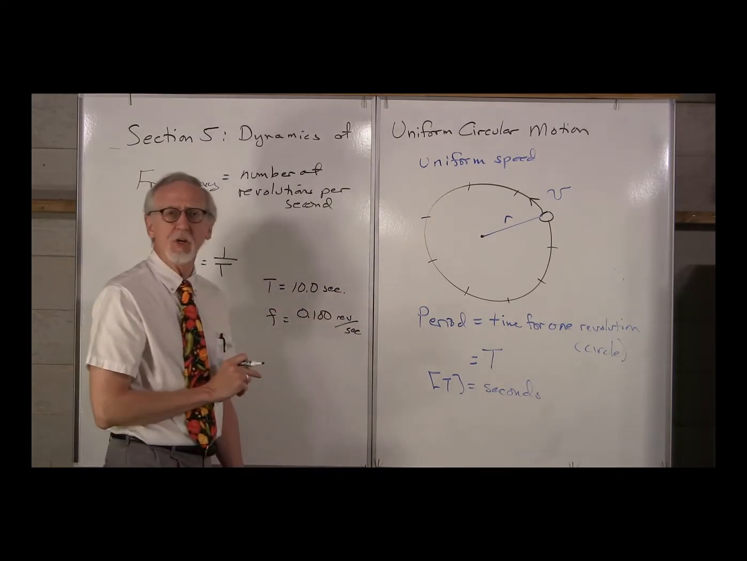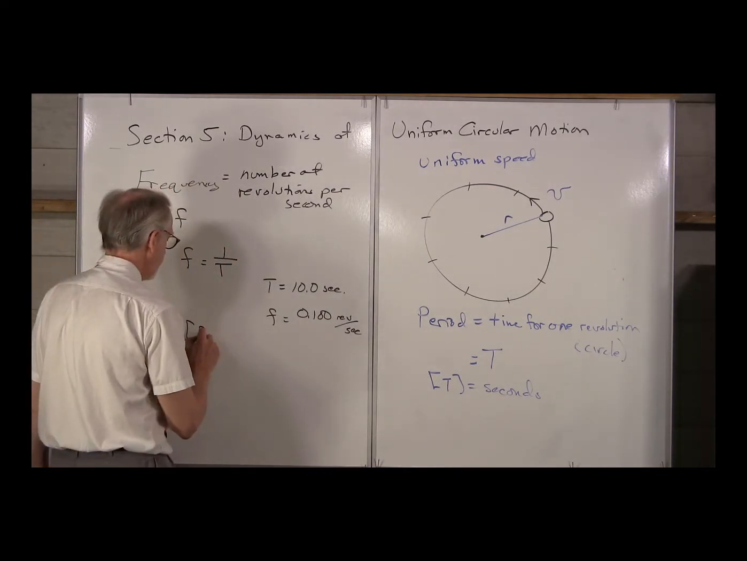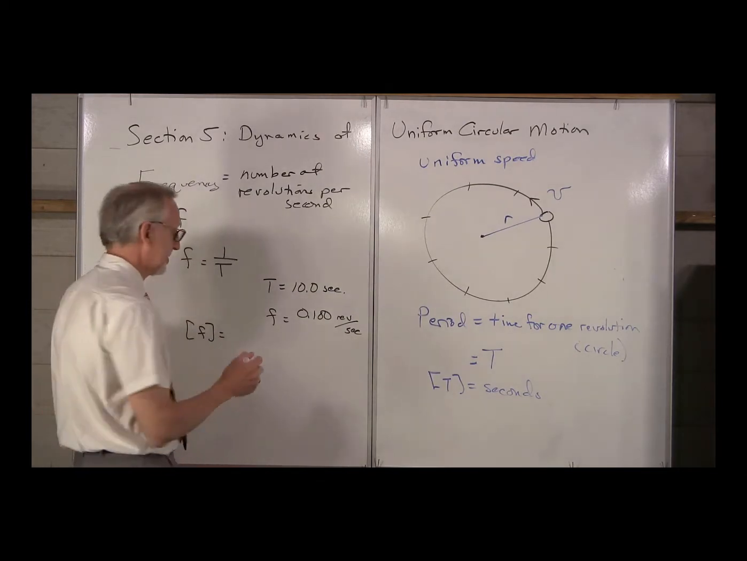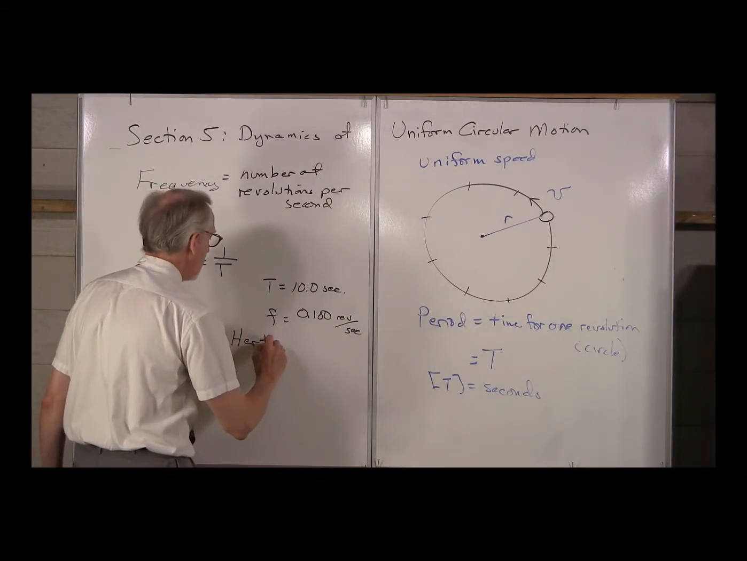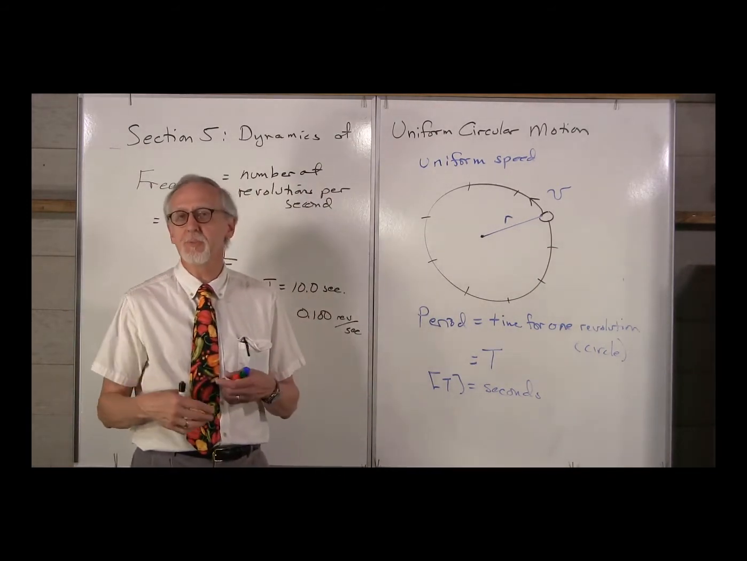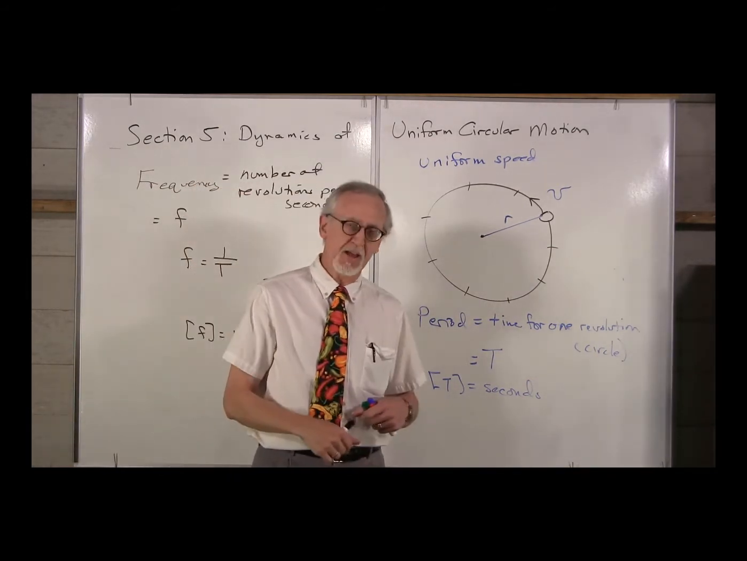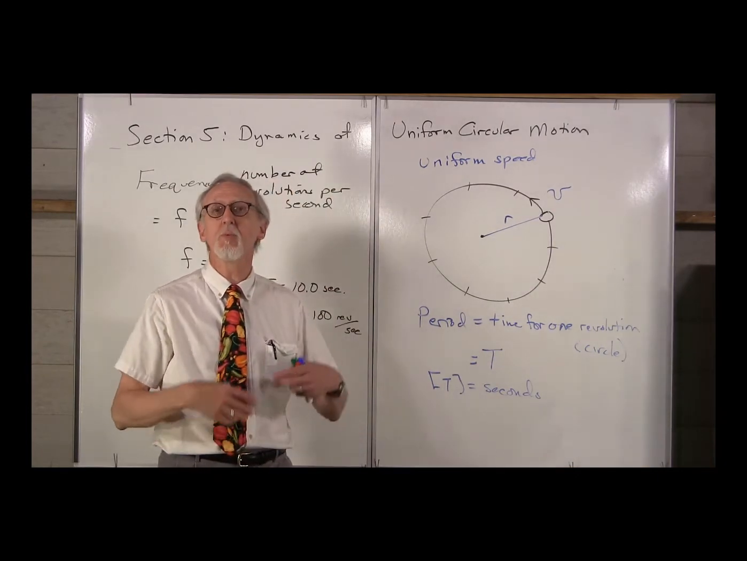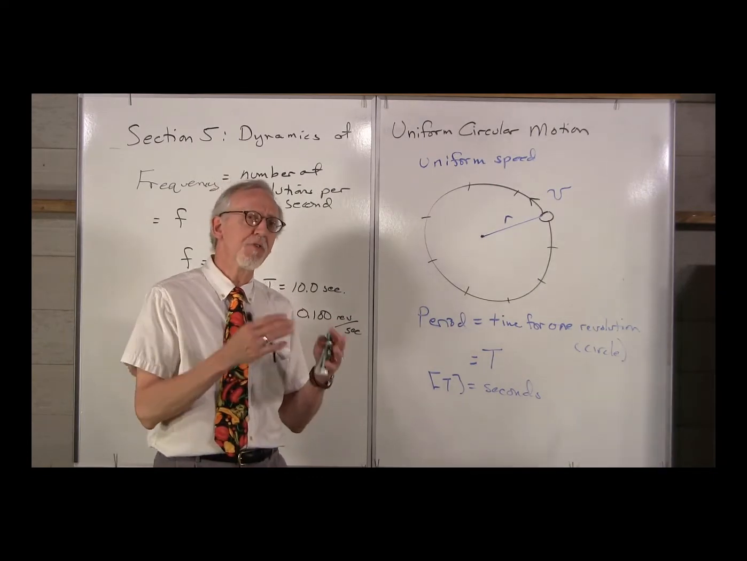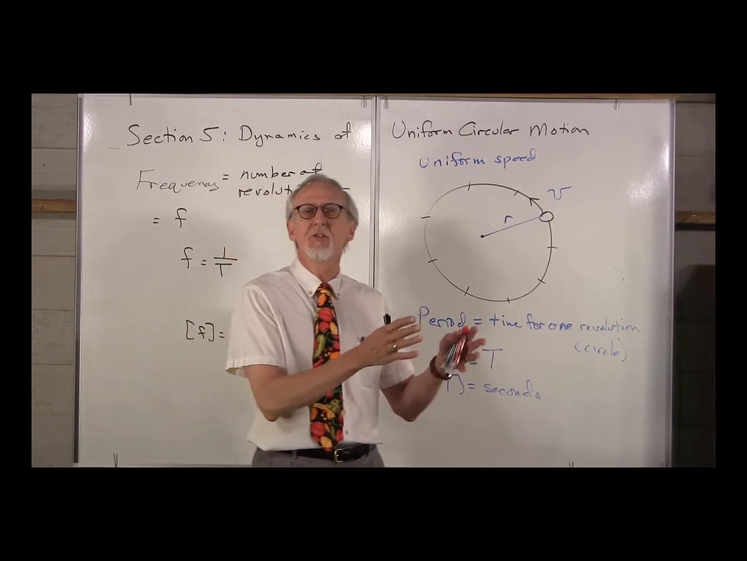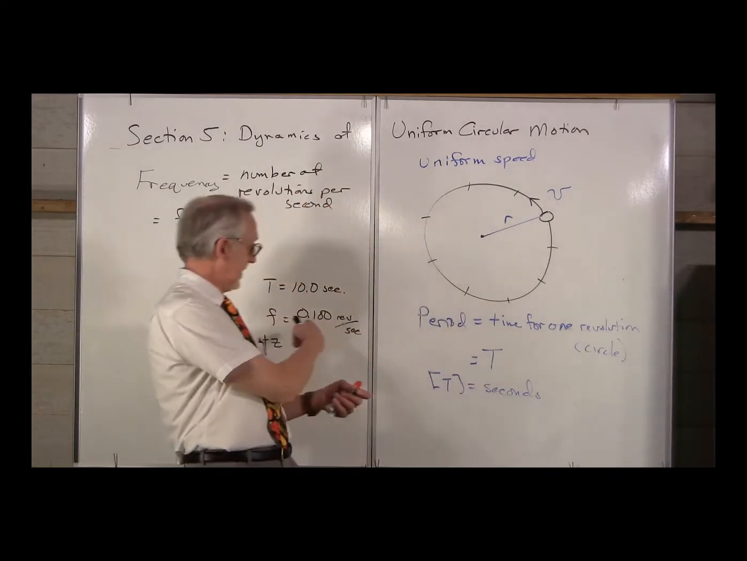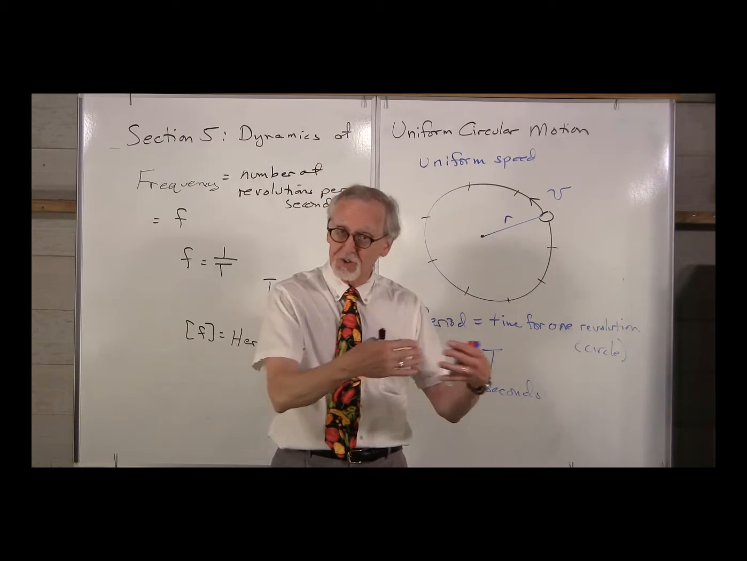So we can see that f is 1 over the period, or the period is 1 over the frequency. The unit that we'll use for frequency, revolutions per second, is called a hertz, H-E-R-T-Z. 1 hertz means a revolution per second or a cycle per second. We'll use frequency again later on when we have any kind of repetitive motion taking place. The frequency is then how many of those repetitive motions, how many oscillations or revolutions per second we have.